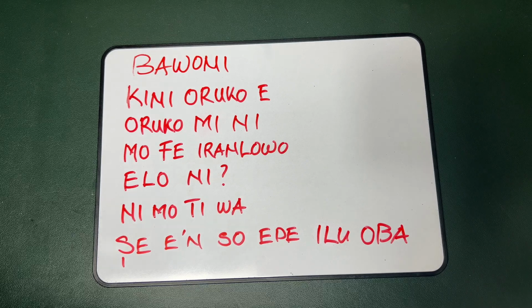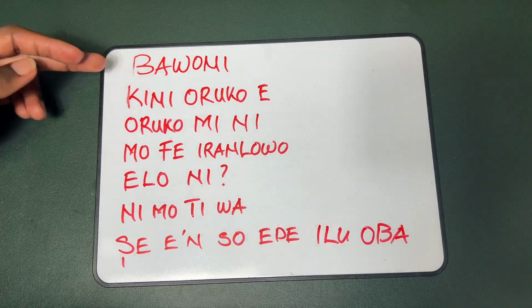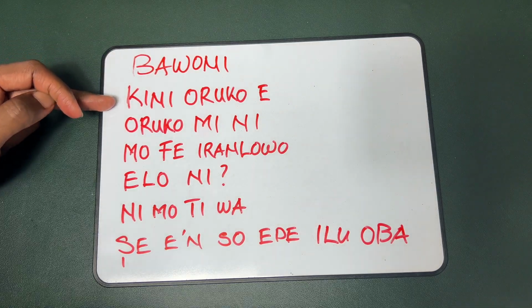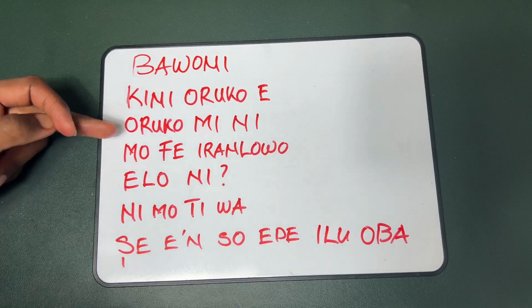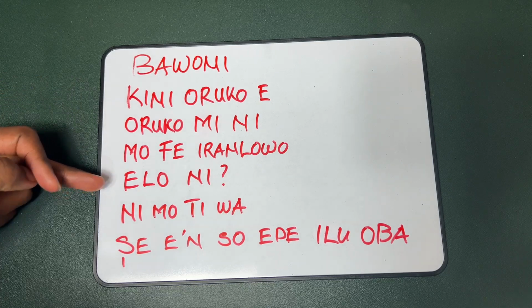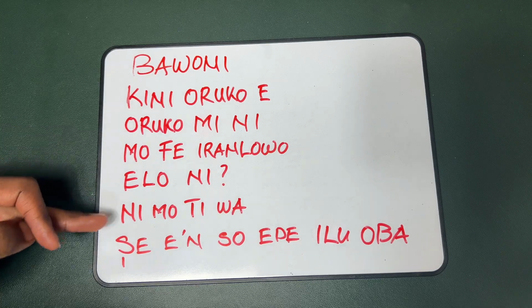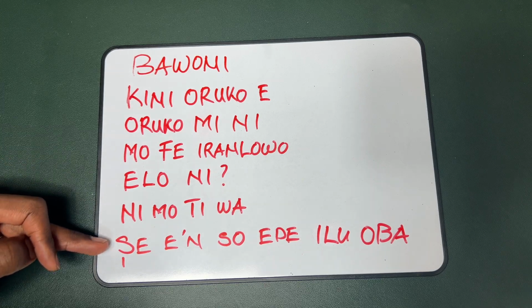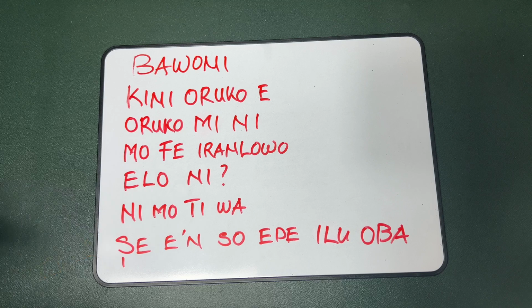So now I'll take this. This is báwo ni. Kí ni orúkọ ẹ? Orúkọ mi ni. Mo fẹ́ ìrànlọ́wọ́. Èló ni mo ti wá. Ṣé ẹ̀ ń sọ èdè ìlú ọba?